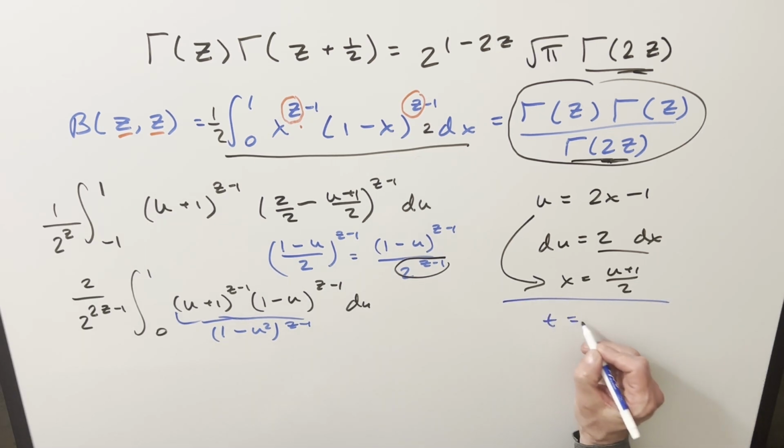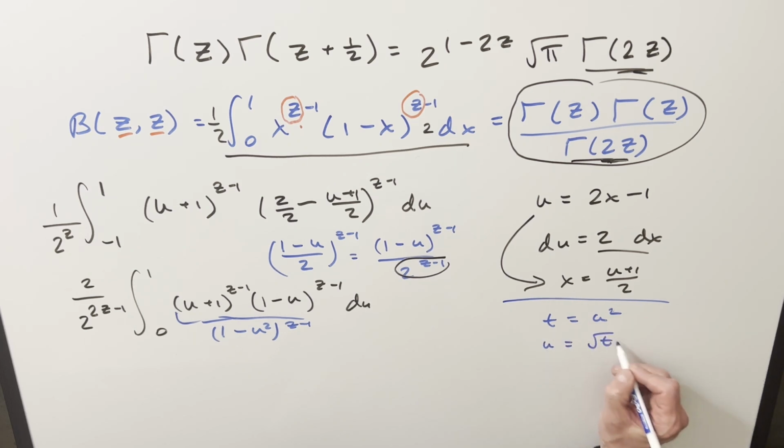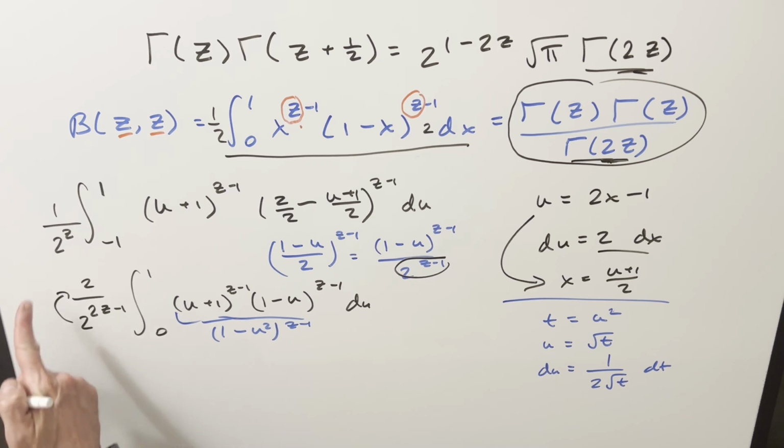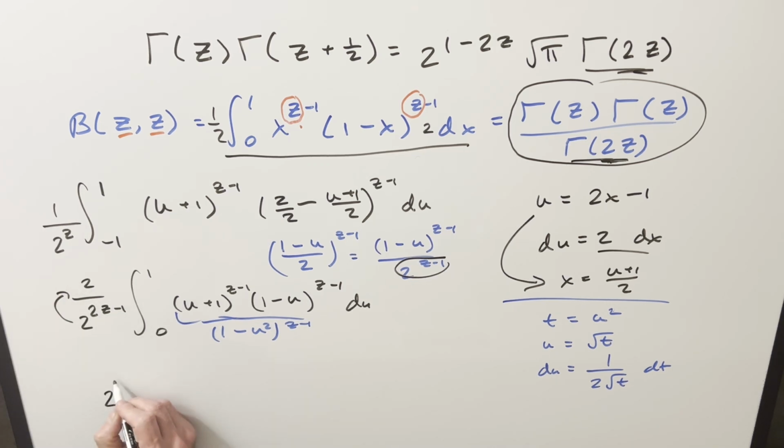I'm going to do t equal to u squared. So u equals square root of t. And then du is going to be 1 over 2 square root of t dt. And then when I rewrite this, let's bring this into the numerator and put it all together. When you bring it into the numerator, I reverse the sign on this. And now it's going to become 2 to the 2 minus 2z.